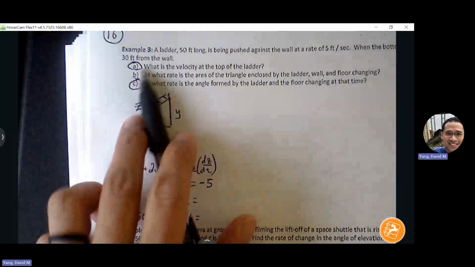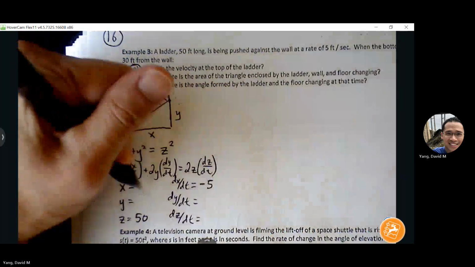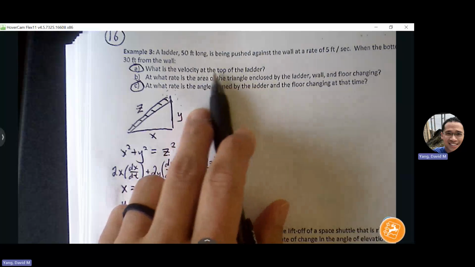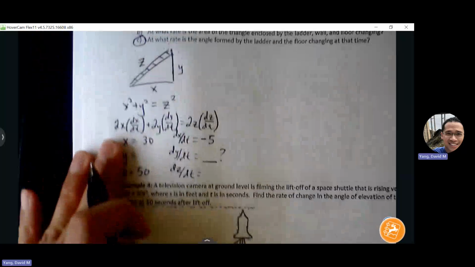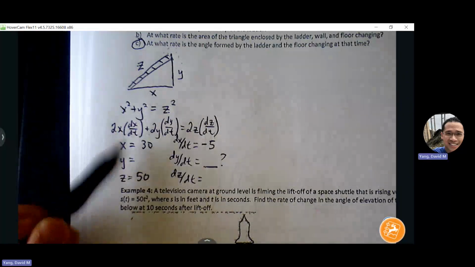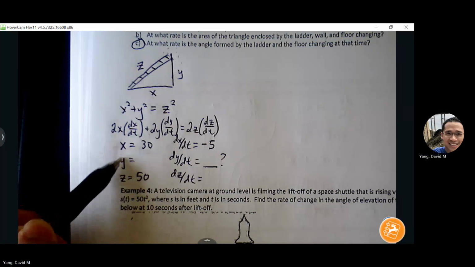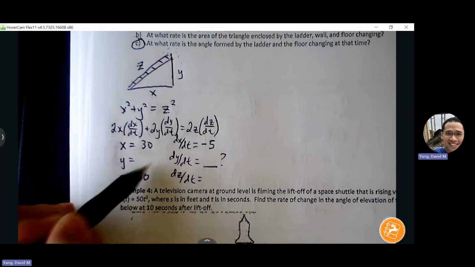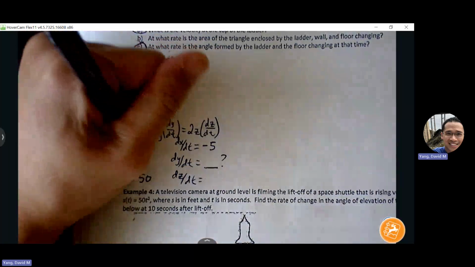Okay, when the bottom of the ladder is 30 feet from the wall, x is 30. What is the velocity of the top of the ladder? What are we looking for? dy/dt, okay. The rest we can kind of figure out on our own here. This is a moment in time here, so what can we know? What do we know about y here? Yeah, 3-4-5 right triangle. We can also do the Pythagorean theorem, plug that in and solve for y. So this ends up being 40.